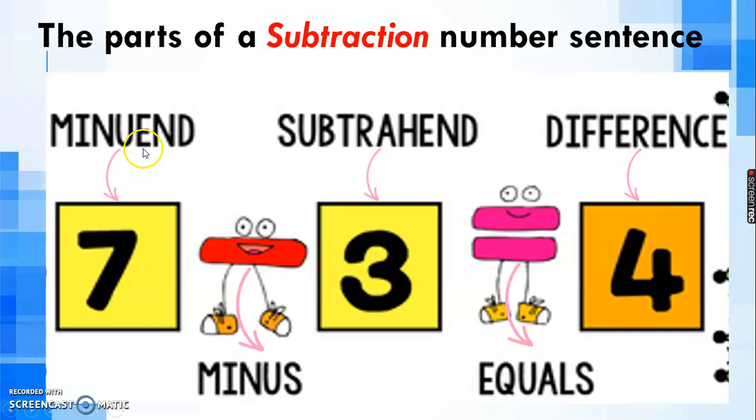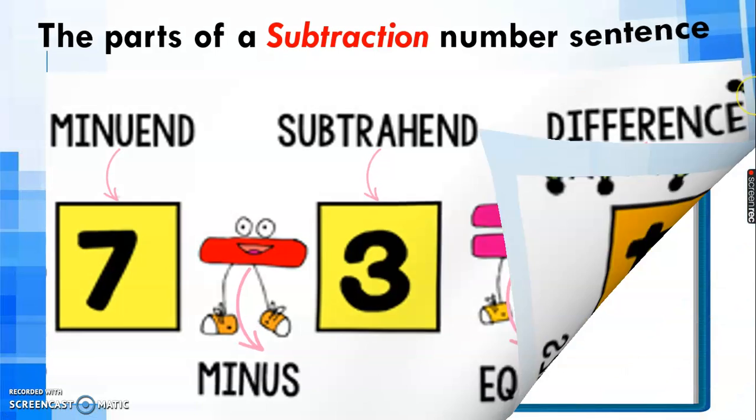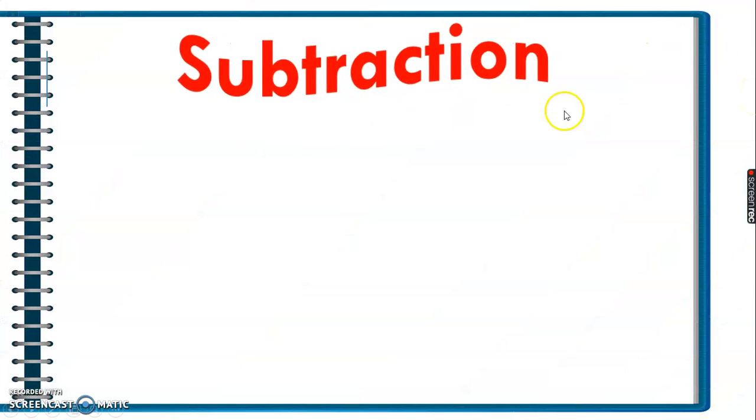Again, the parts of a subtraction number sentence: 7 minus 3 is equal to 4. 7 is what you call minuend. This sign is minus. 3 is what you call subtrahend. And this sign is equals, and 4 is the difference. Do you understand now, kids? So let's proceed. Subtraction.